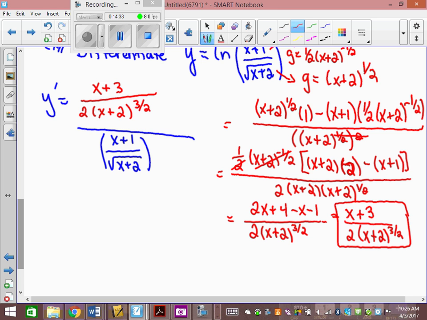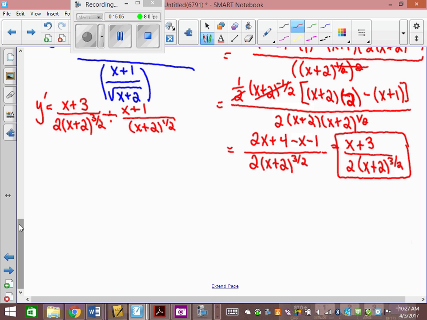Now, we have a fraction over a fraction. What do we always do when we have a fraction over a fraction? We did it in trig. We did, yes. Write them sideways, side by side as a division, and you actually end up flipping the second one to multiply. So you would get, I'll show the step. X plus 3 over 2 x plus 2 to the 3/2 divided by x plus 1 over x plus 2 to the 1/2. But then we would actually multiply.